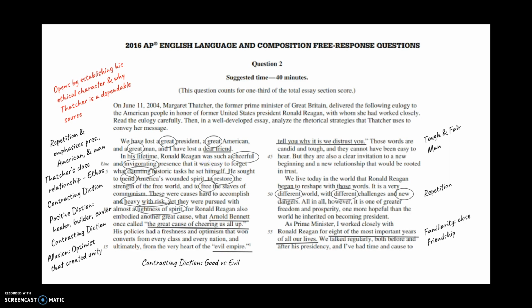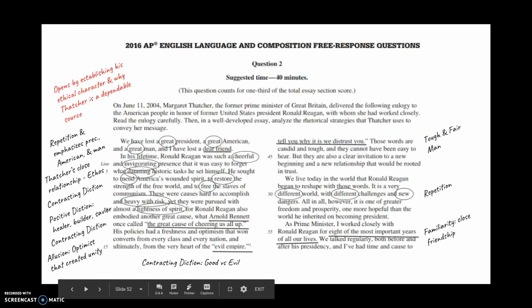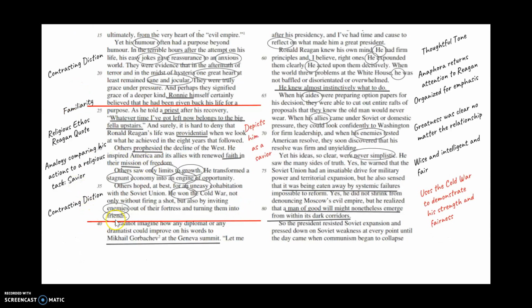And so when we put this all together, we then need to find the shifts. So the first shift we find goes from here all the way down to here. And what we see in the first section of our essay is it opens by establishing his ethical character and why Thatcher is a dependable source. So that's what our first paragraph would be about. Our next shift occurs here. And in this section, she depicts him as a savior to not only the American people, but to the world.